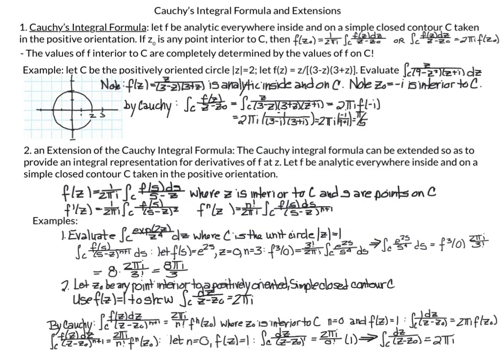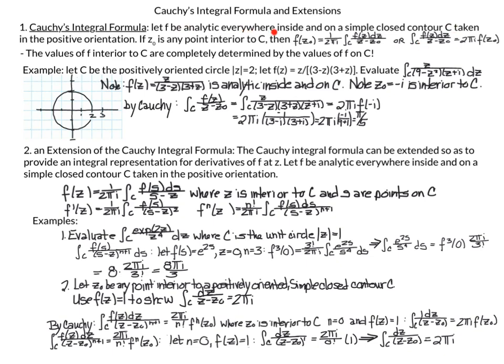To review what we have covered in this video, we looked at Cauchy's integral formula that gave us a way of evaluating f of z naught, or we could think of it as giving us a way of evaluating the integral over a closed contour of f of z dz over z minus z naught.